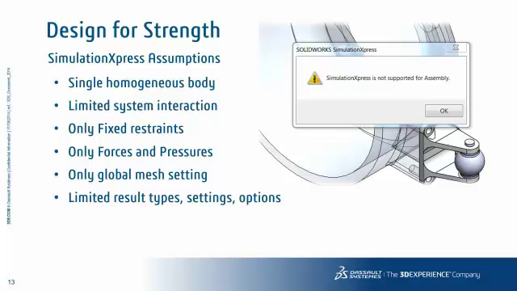And that's what I used to do in school all the time because I only had the SimXpress. So single homogeneous body is a big one. And of course, that also means that we can only have one material. So in this case, if I want to try different aluminums, maybe some 6061 and some 7075, I can't do that because it expects one body, one material.